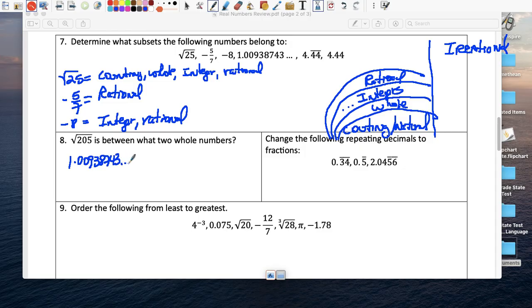Next one, 1.0093873 goes on forever and ever. Well, let's look at this decimal. Does it repeat? No. Does it go forever and ever? Yes. So a decimal that goes forever and ever and does not repeat is irrational. So this one here is irrational.